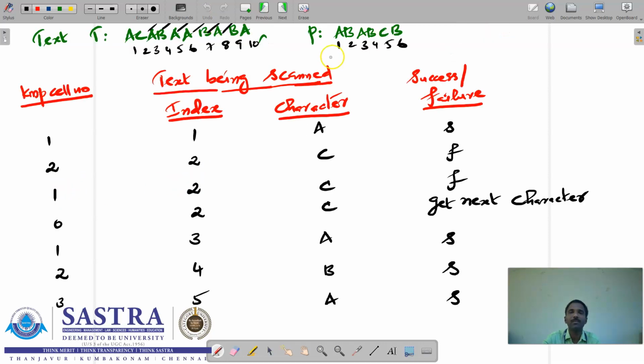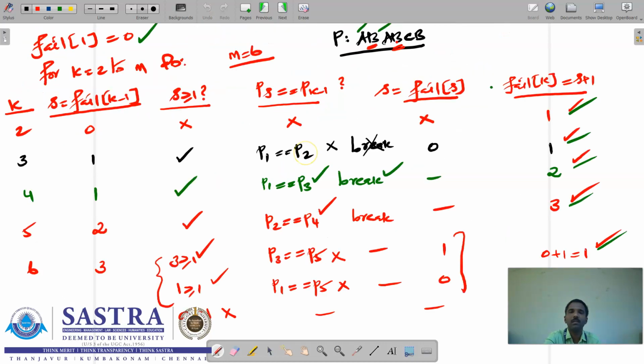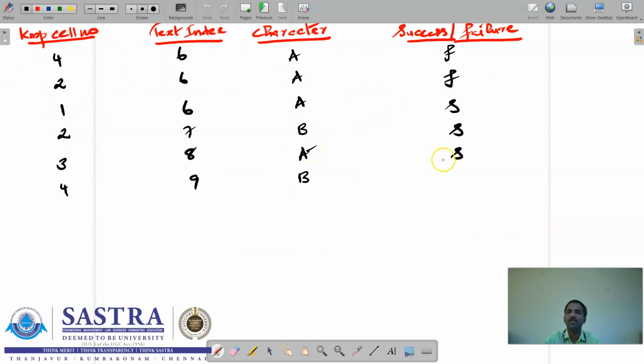Ninth index is B. Writing B here. Check if cell number 4 has a character B. Cell number 4 has a character B. Success. Then cell number 5, text index is 10.